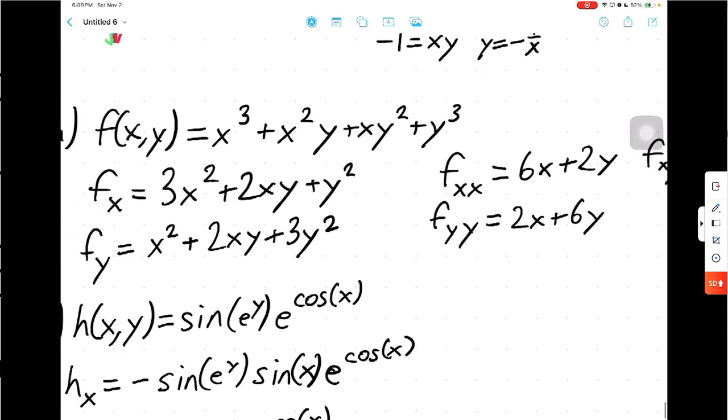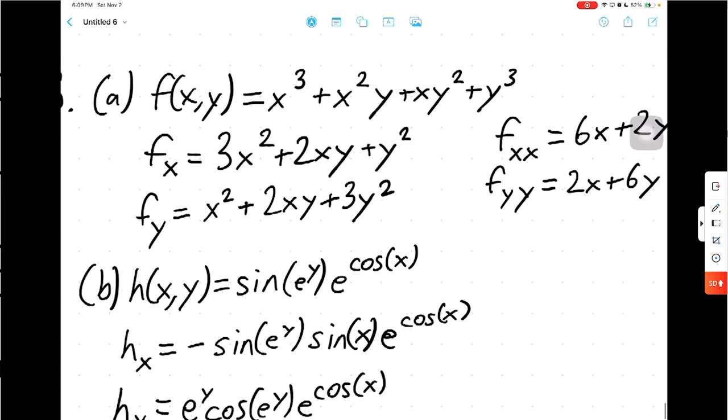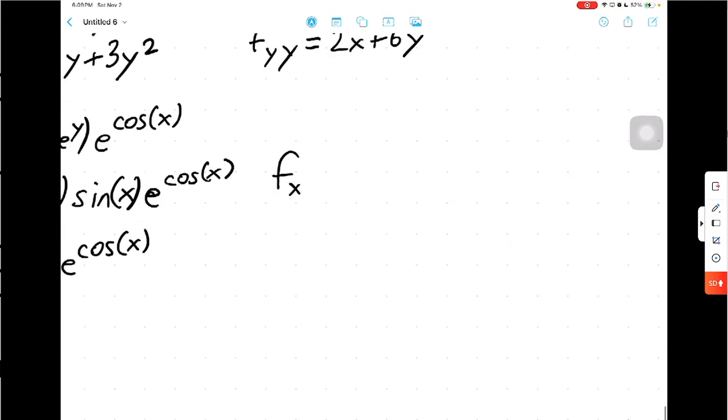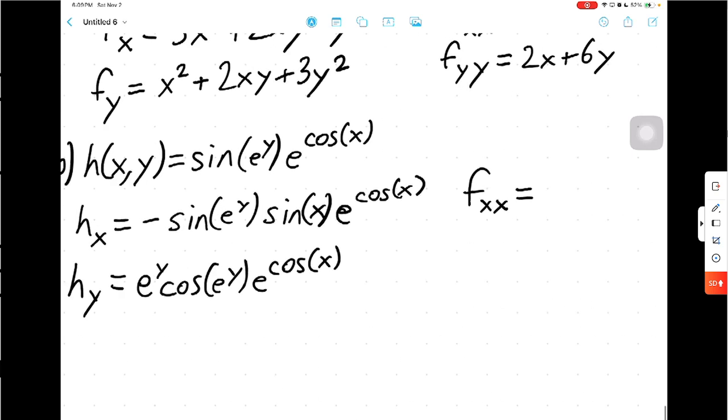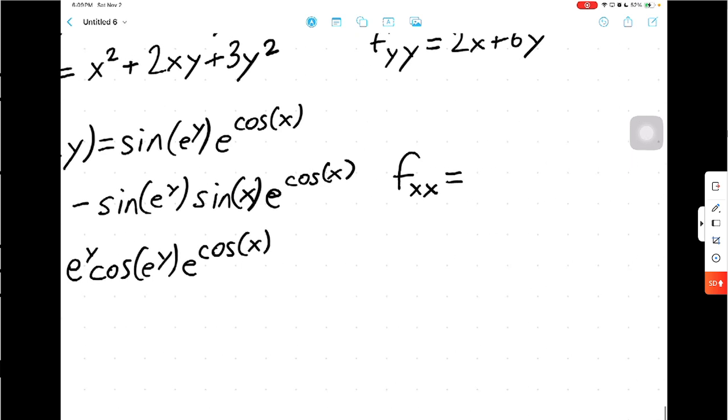Fyx, which is equal to 2x plus 2y. Fxx is, oh my god, that's going to be actually horrible to compute.